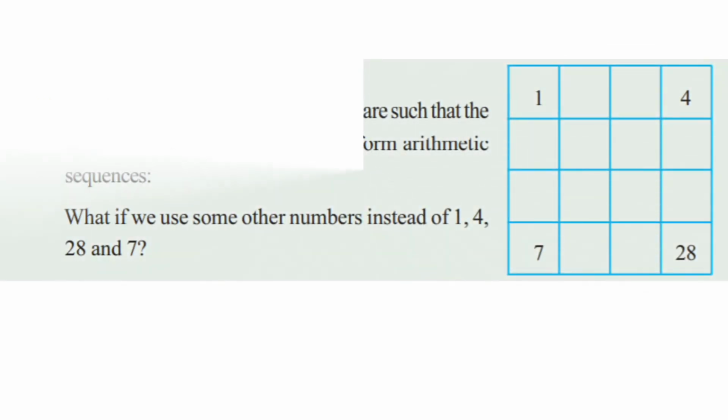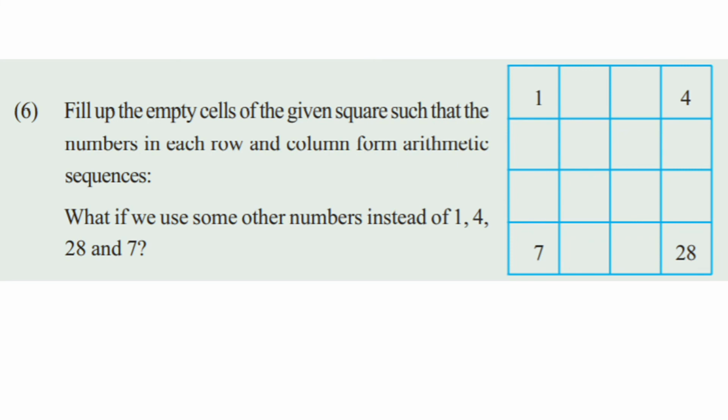Now the sixth problem. Fill up the empty cells of the given square such that the numbers in each row and column form arithmetic sequences. What if we use some other numbers instead of 1, 4, 28 and 7? So let me take the table. Given that in the first cell it is 1 and here it is 4, 7 and 28. We have to find the numbers in such a way that each row is an arithmetic sequence and each column is an arithmetic sequence.